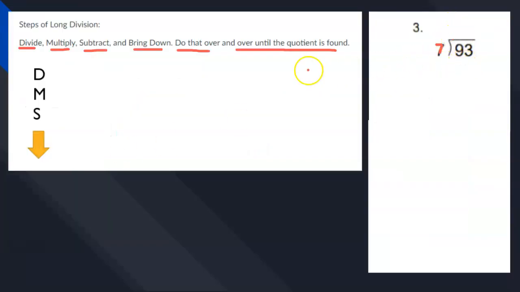Okay, so once again, we start with division. We look at our 93 divided by 7, and I'm going to start with this number 9. Does 7 go into 9 at least once? 7 goes into 9 one time. That's our division step. Check. Now we must multiply.